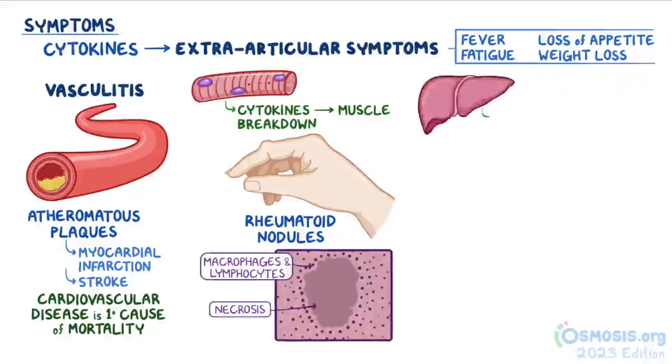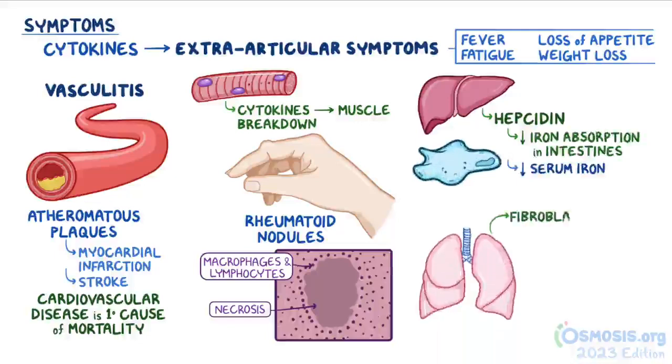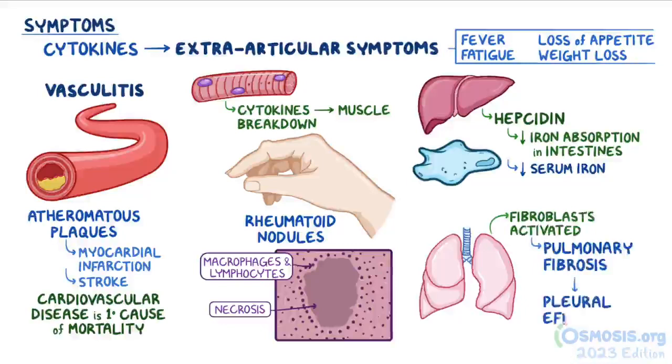In the liver, lots of hepcidin is made, and that causes decreased iron absorption in the intestines, and allows iron to get trapped in the macrophages, leading to lower serum iron levels. In the lung, fibroblasts get activated, causing pulmonary fibrosis, and the pleural lining gets inflamed, leading to pleural effusions.